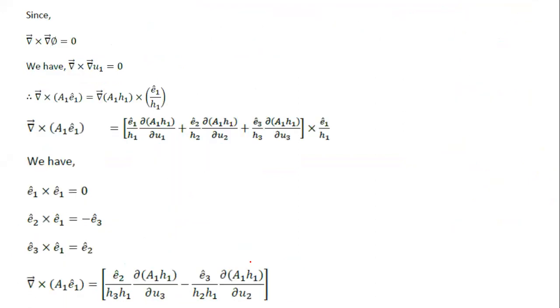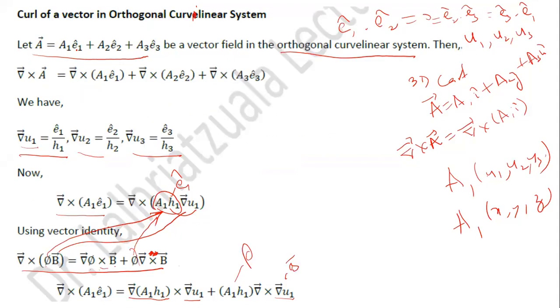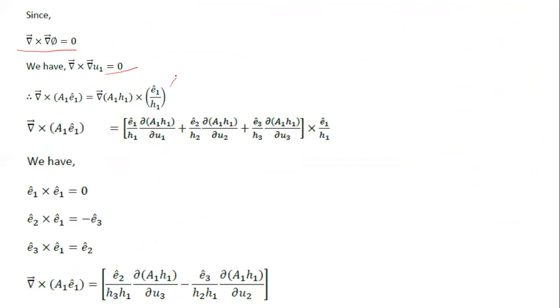We also know that the curl of the gradient of any scalar quantity is 0. So the curl of the gradient of the scalar quantity u1 is also 0. And then what remains is the first term only: the gradient of A1 H1 cross product with grad of u1. Grad of u1 is already known to us, u1 cap upon h1. So you just put u1 cap upon h1 in place of grad of u1, and there is a cross product here. So what is the gradient of A1 H1?